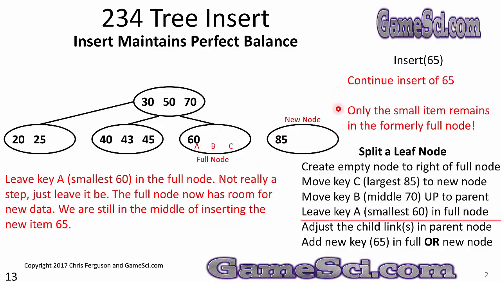Only the small item remains in the formerly full node. Leave key A, the smallest, 60, from this node in the full node. Leave that alone. Not really a step, just leave it be.